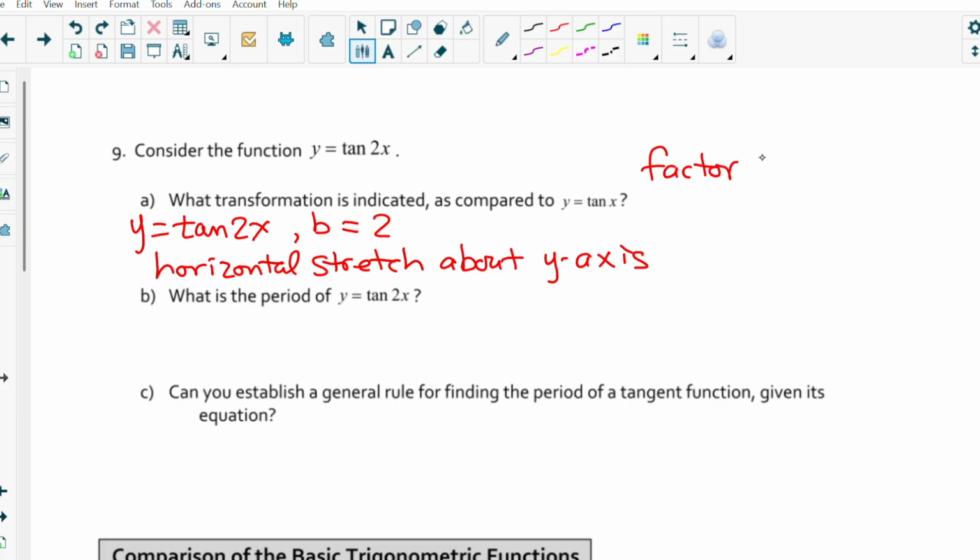Remember, my factor is 1 over the absolute value of b. So that's 1 over 2. So this is a horizontal stretch about the y-axis by a factor of not 2, but 1/2.